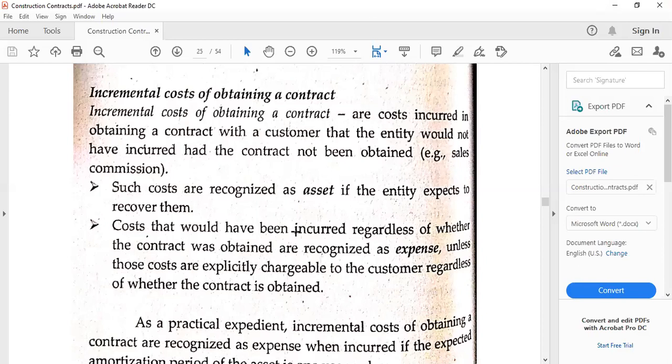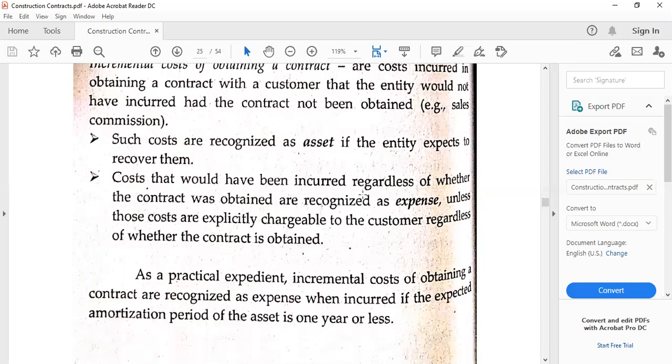For example, if there is such a situation. Otherwise, if the costs are not directly attributable to the constructed asset and they are not explicitly chargeable to the client, then they are to be expensed immediately. Because anyway, the customer is not bound to pay for the said costs.